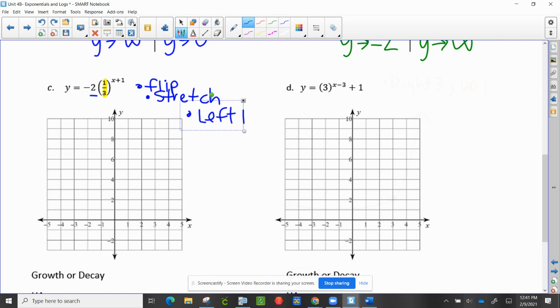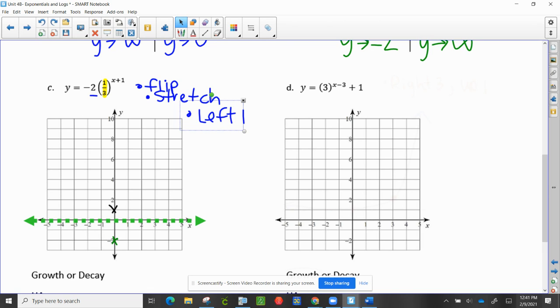Okay, so our graph would start at 0, 1, the parent function, and our asymptote would always start at the x-axis. So here's what's going to happen. When our graph flips, my point is going to flip over my asymptote, and now it's at 0, negative 1. But when we stretch that point, it actually is going to move it to negative 2.